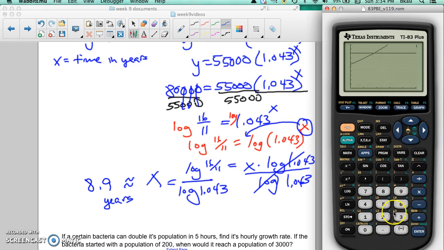8.7. And our answer is going to be 8.8998, which is what we got on our calculator before. So we verified using the graphing calculator that that's a solution. All right, let's move on to our second example.